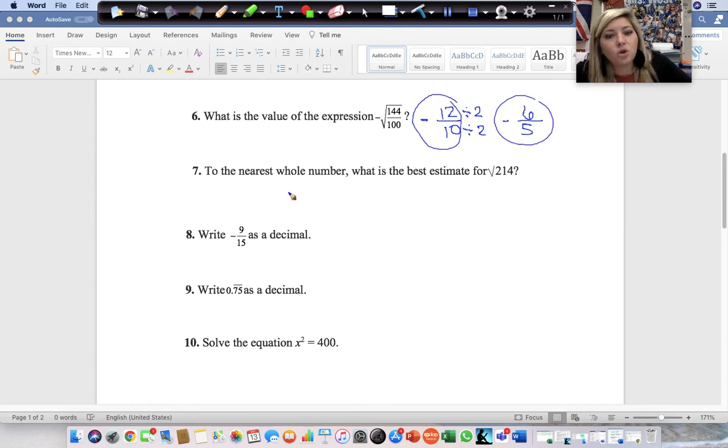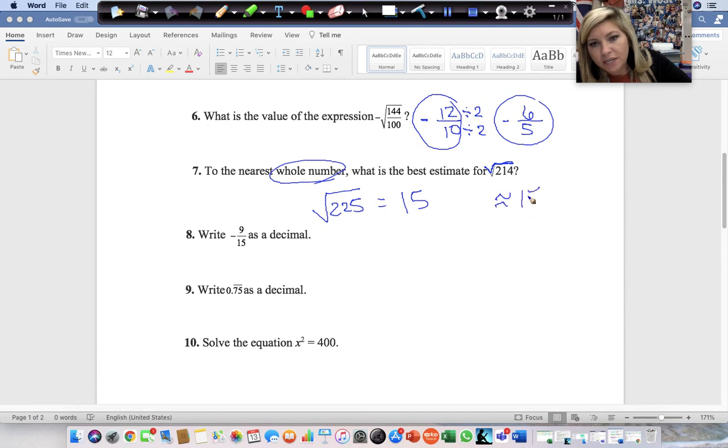Okay, to the nearest whole number, what is the best estimate for 2 and the square root of 214? The closest to 214 is the square root of 225, which is 15. So this is a little bit under 15, but it's about 15. It wants us to round to the whole number, so it is about 15.